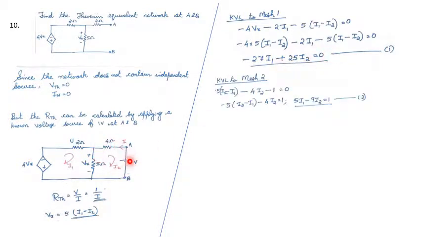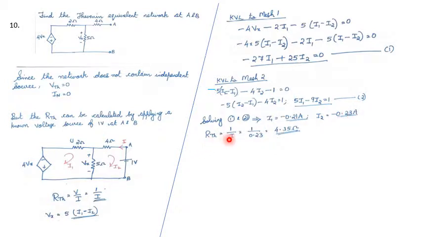Then apply KVL to the second mesh. While applying KVL to the second mesh, we will get the equation like this. Minus 5 into I2 minus I1 minus 4 into I2 minus 1 is equal to 0. While separating terms for I1 and I2, we will get the equation like this. Now solving equations 1 and 2, we will get the value for I2 as 0.23 amperes.